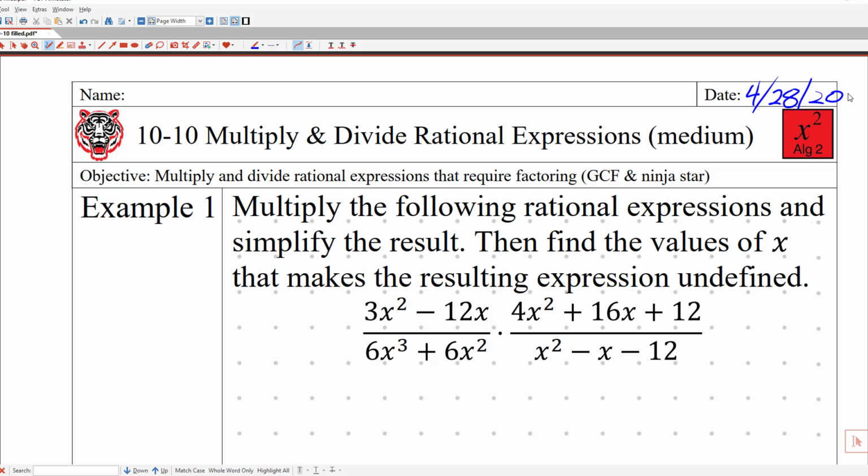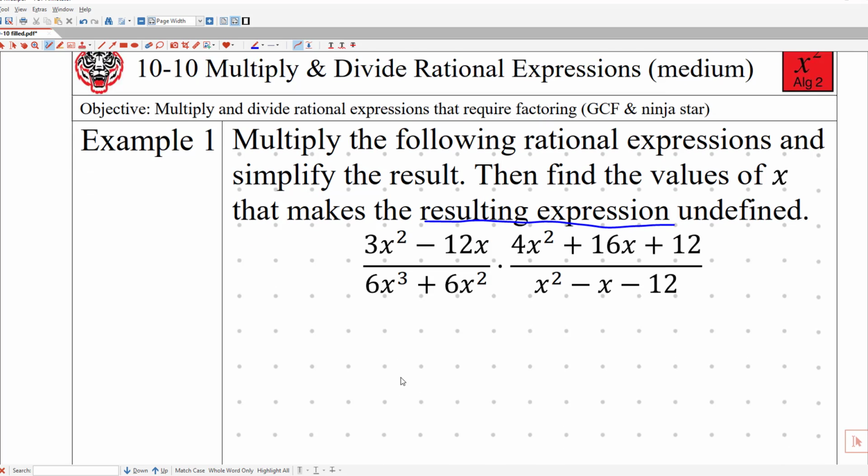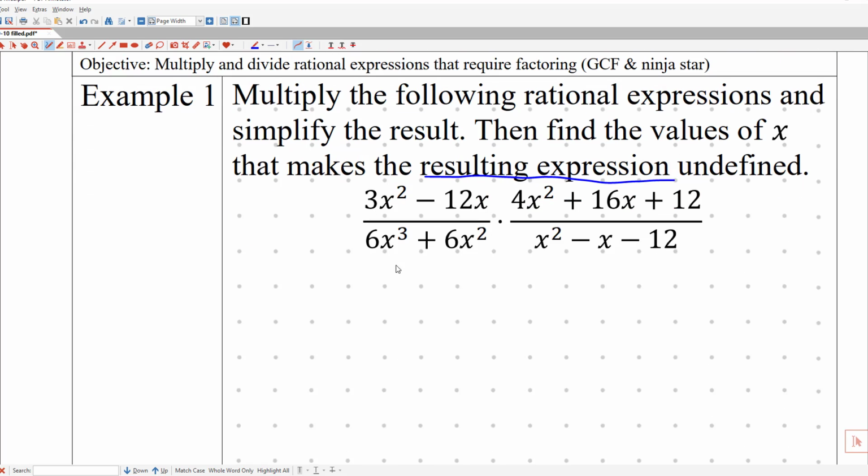So example 1, we have to multiply these things, and then we have to find the values of the resulting expression. So I'll underline that, that's the important word, that make that resulting expression undefined. Obviously if we factor this right now, there's going to be a lot of different values of x that will make it undefined. For example, if I plug in 0 here and here, it's going to make this entire denominator undefined, but it only wants what happens at the very end.